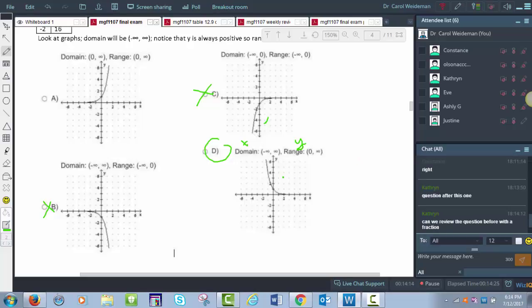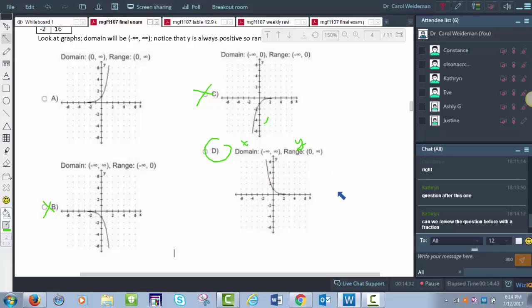Oh, sure. Let me just finish this one. So the domain means x. Most every exponential you're going to see is going to have the domain of all real numbers, negative infinity to positive infinity. The range is the y values. And if you notice this graph, it approaches the x-axis, but it never crosses it. So it's all positive values.